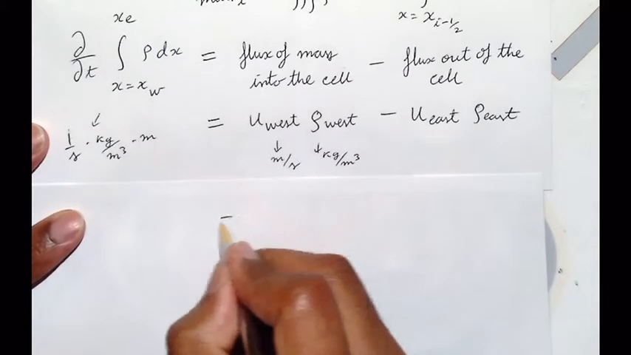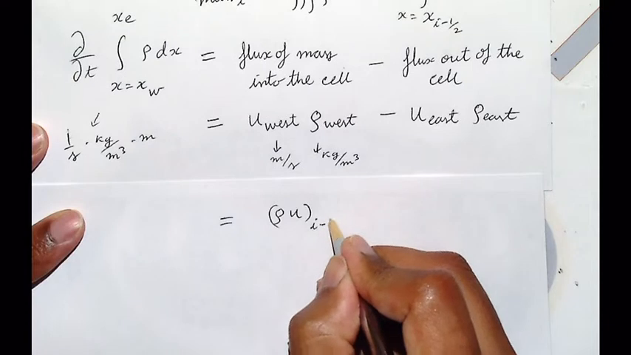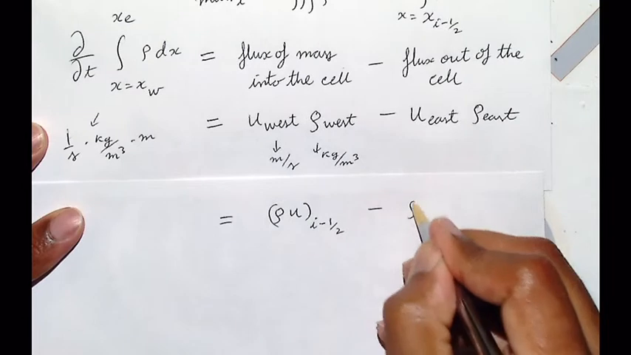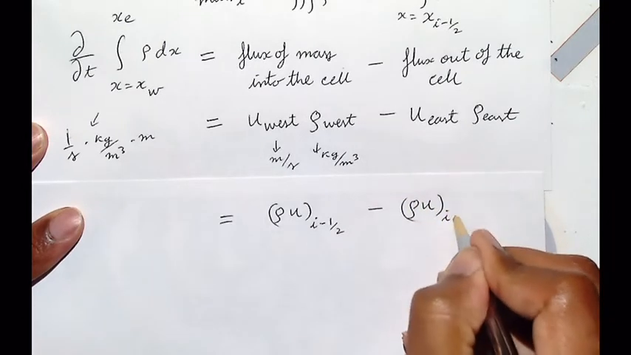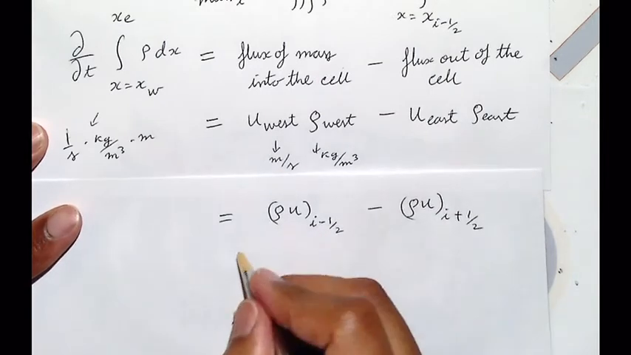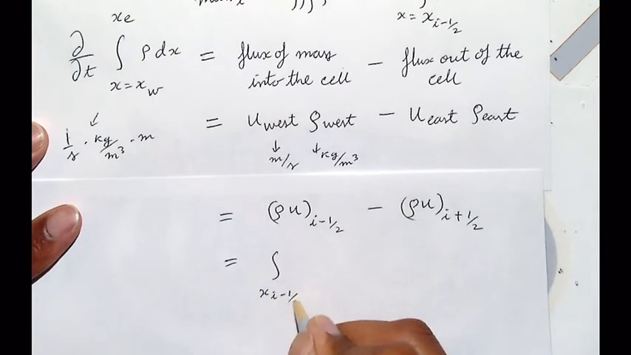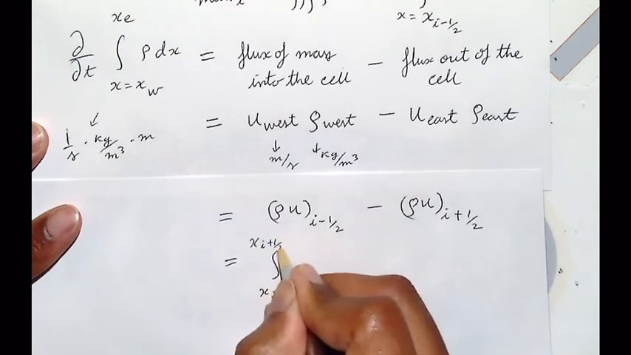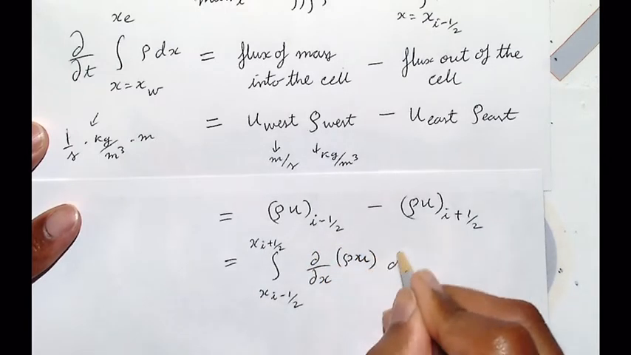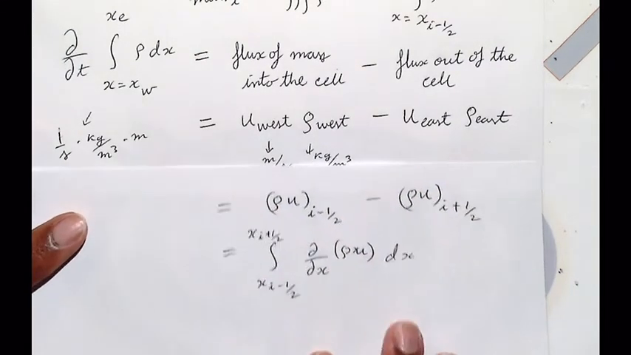So what this is basically is rho u at i minus half, minus rho u at i plus half. Okay? And we know that if we were to evaluate the following integral, del by del x of rho u dx, this would give me the top line, right? Does this make sense?